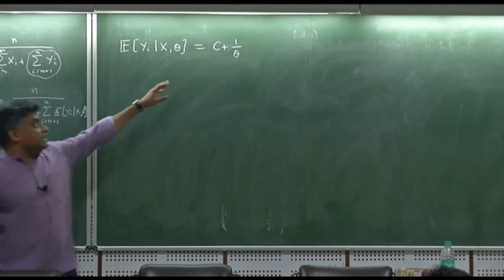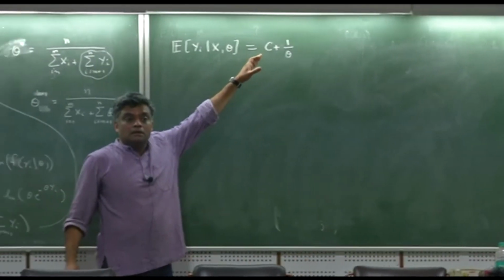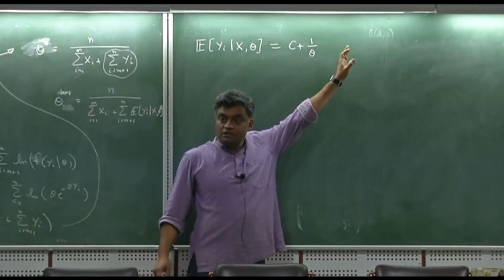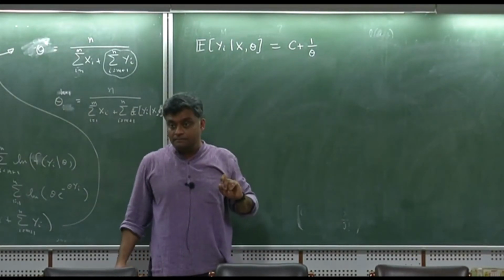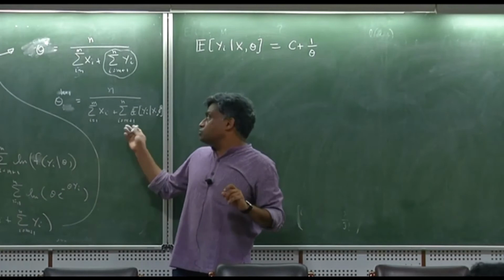Right? Because you lived up to c. Whatever is the leftover has a mean of 1 over theta. So therefore, this expectation is c plus 1 over theta. And so our problem is solved now.